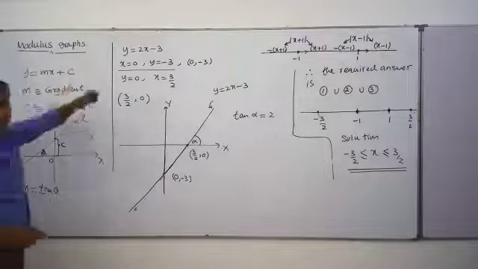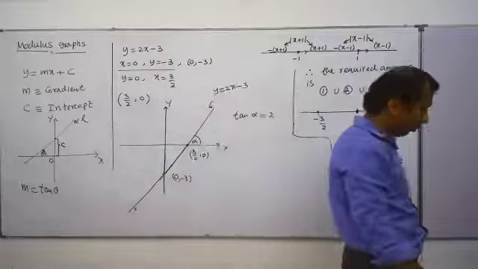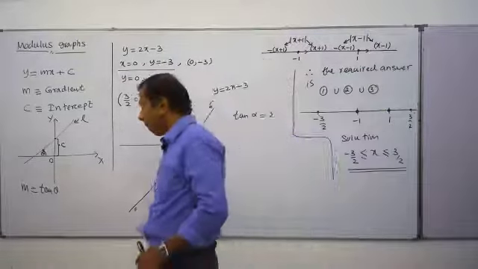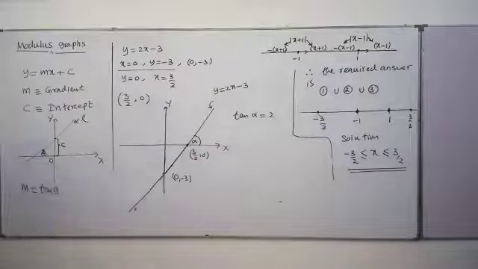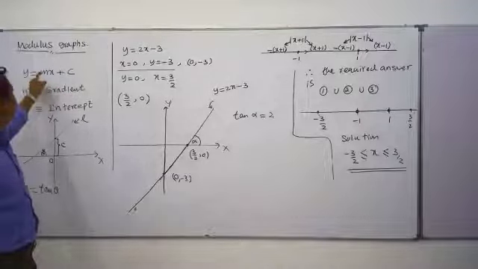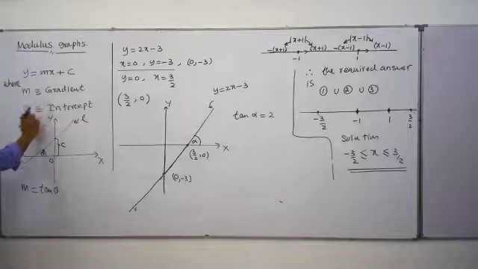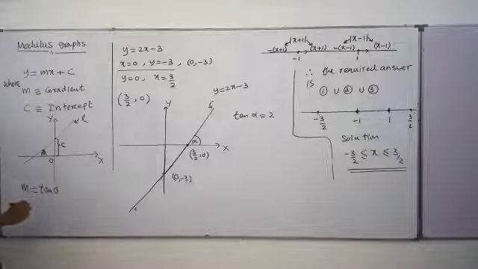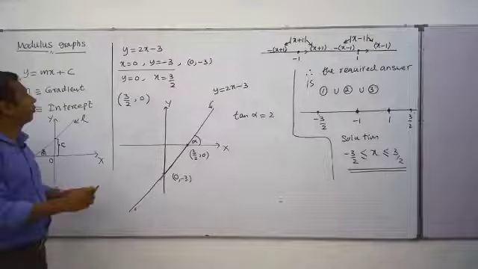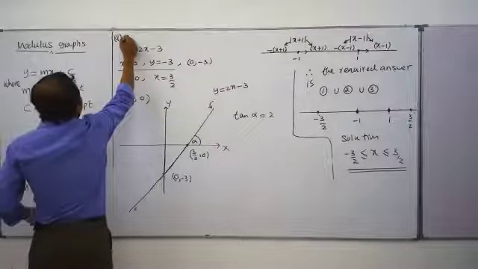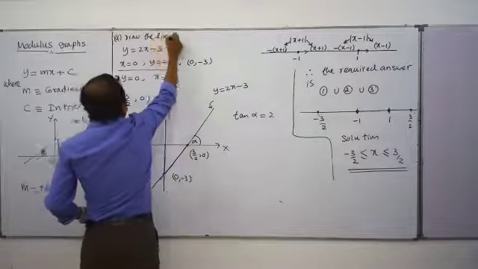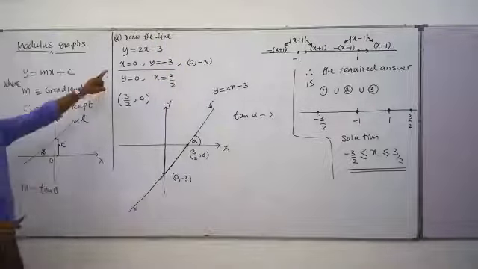Write down the standard equation of the straight line. The standard equation of the straight line is y equals mx plus c. Write down where m is the gradient, c is the intercept. Draw this diagram and write gradient means tan theta. After this, come to this. Draw the line, this.